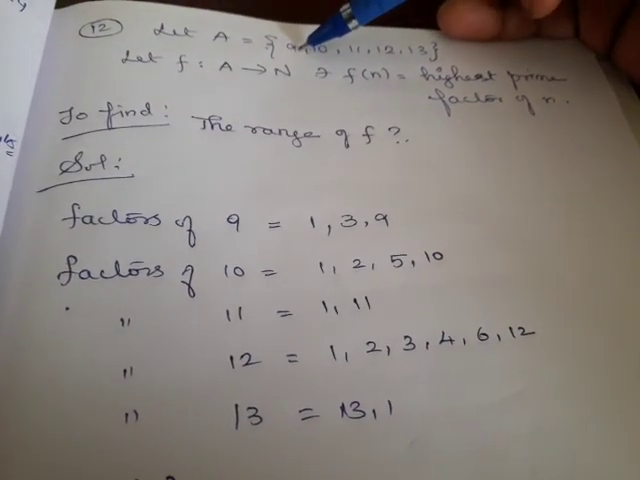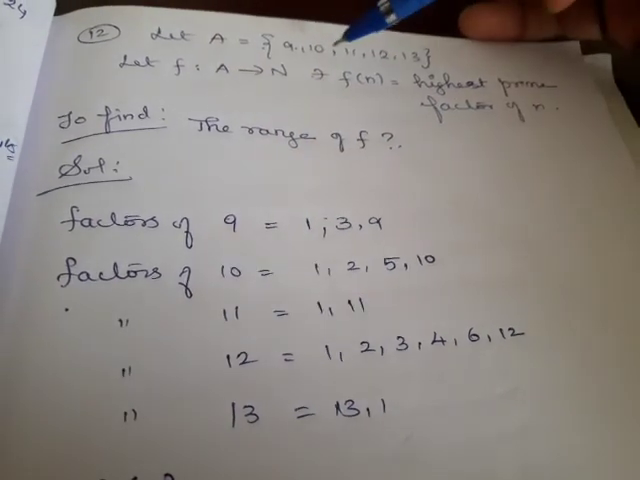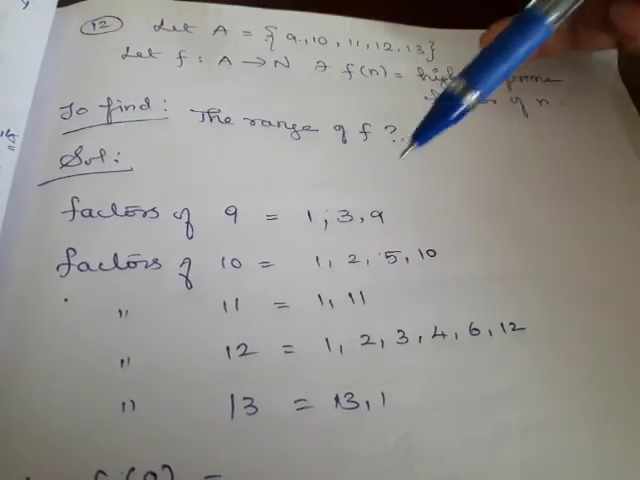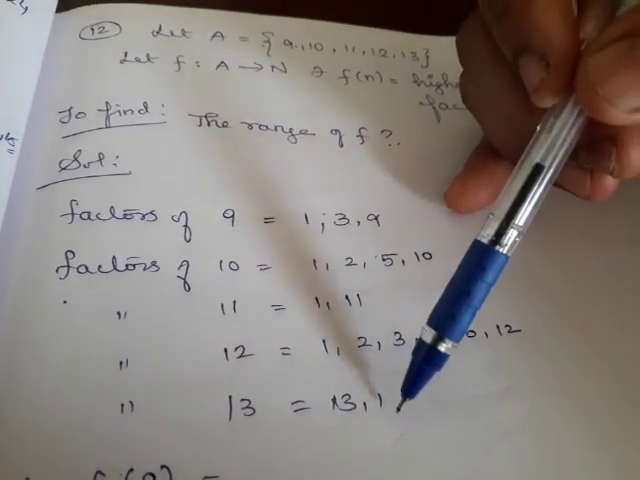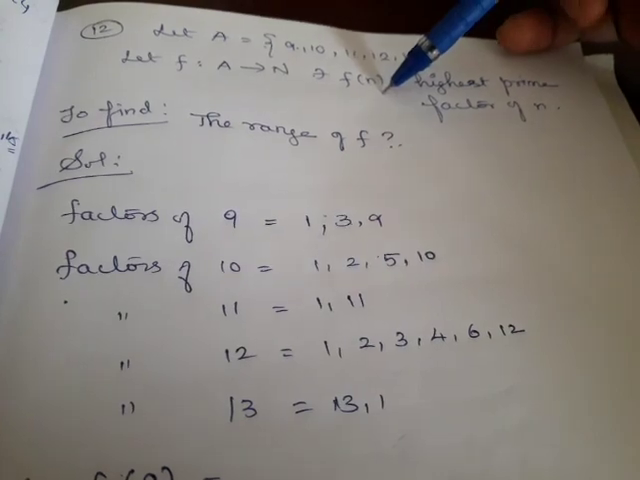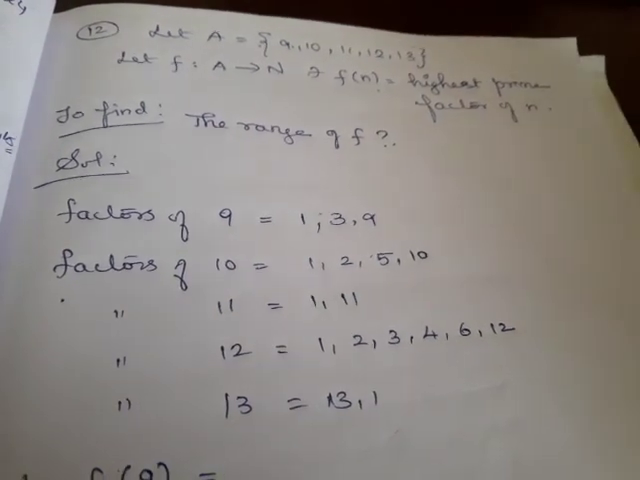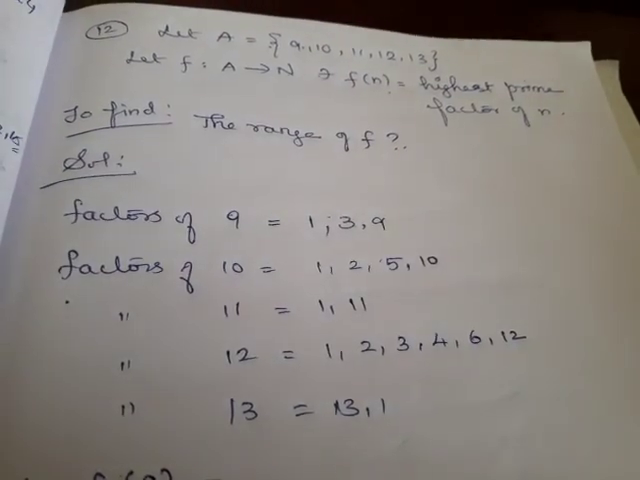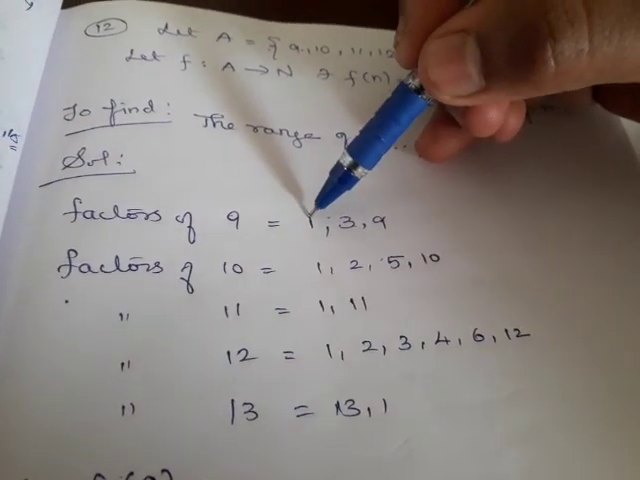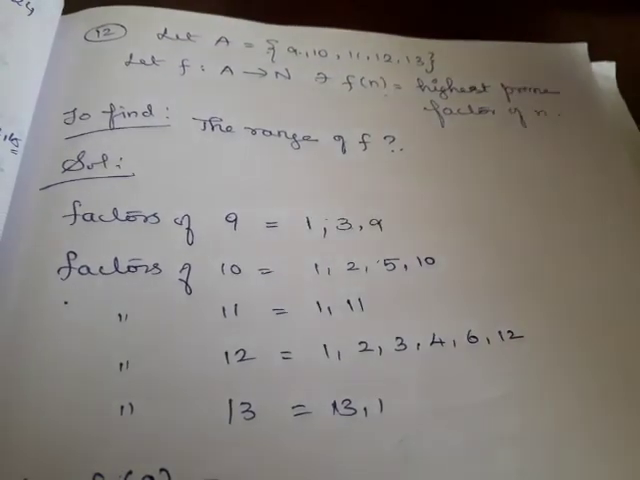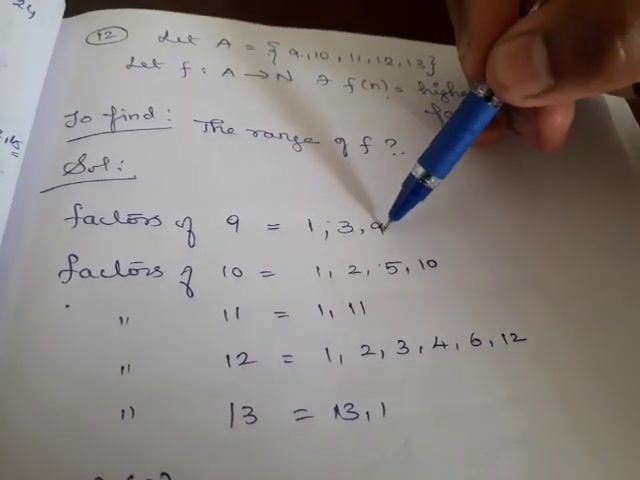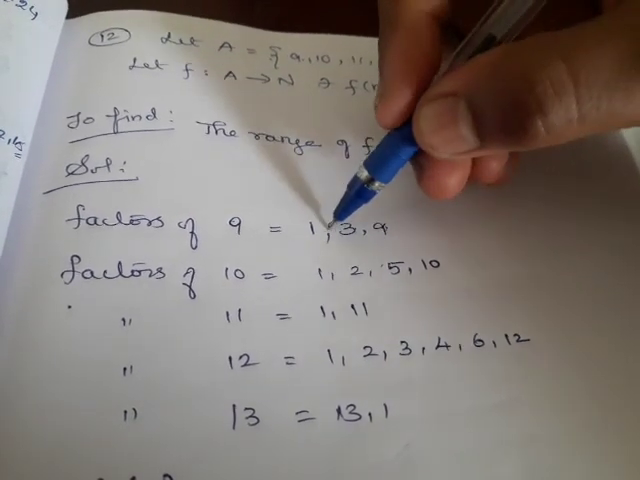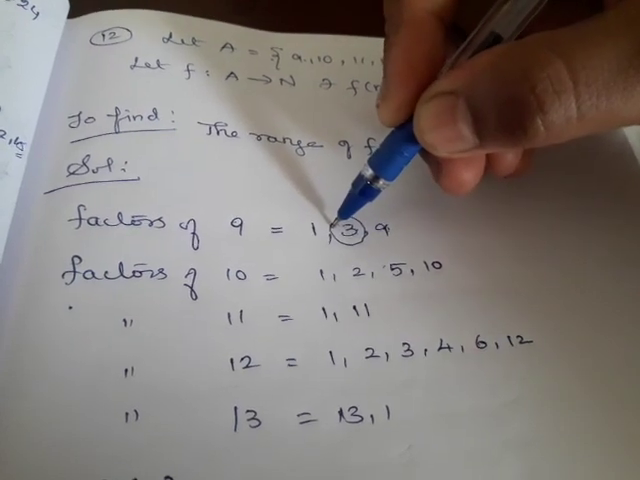So what are the factors of 9? 1, 3, 9. Factors of 10? 1, 2, 5, 10. Like that you can list out. You know what is meant by factor, right? So like that you have to list out all the factors. Then the function is defined in such a way that it is the highest prime factor. So which is the highest prime factor here? 1 is neither prime nor composite, so you should not take 1 at all. And see the remaining numbers, 3 and 9. Is 9 a prime number? No. 3 is the only prime number, therefore 3 is the highest prime factor of 9.